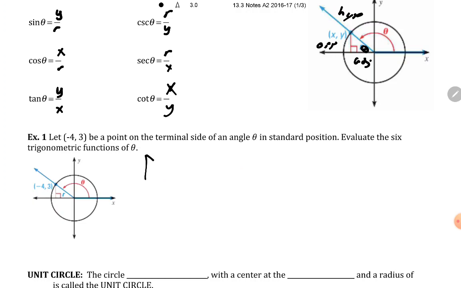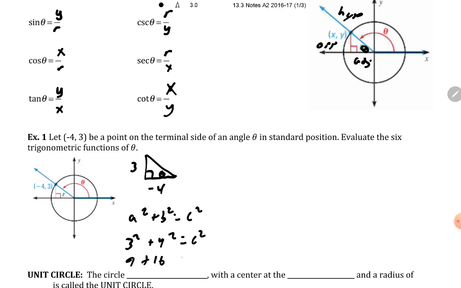Looking at the right triangle again, here's the right angle. We know that this is -4, this is 3, and the radius is found with a squared plus b squared equals c squared. So 3 squared plus 4 squared equals c squared. 9 plus 16 is c squared, so c squared equals 25. So c is 5.